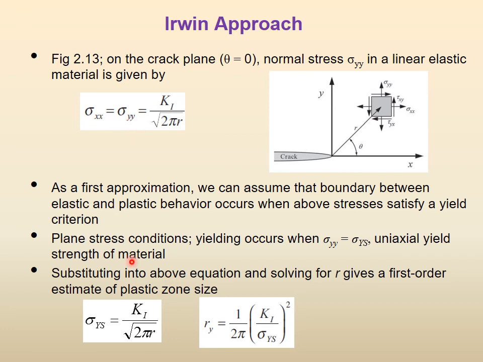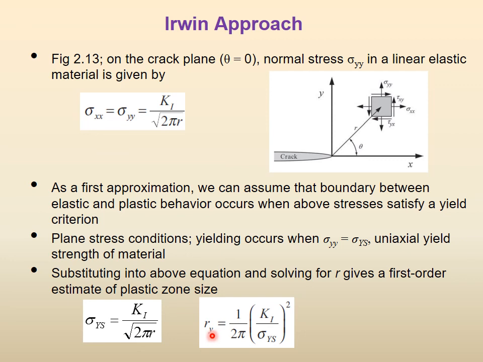Substituting into the above equation, sigma ys is K1 upon root 2 pi r. And from there, take this r outside. So this r will be the radius of the plastic zone. It is just 1 upon 2 pi, K1 upon sigma ys, squared. You have to square it, so K1 upon sigma ys will be squared. This root sign will be gone.